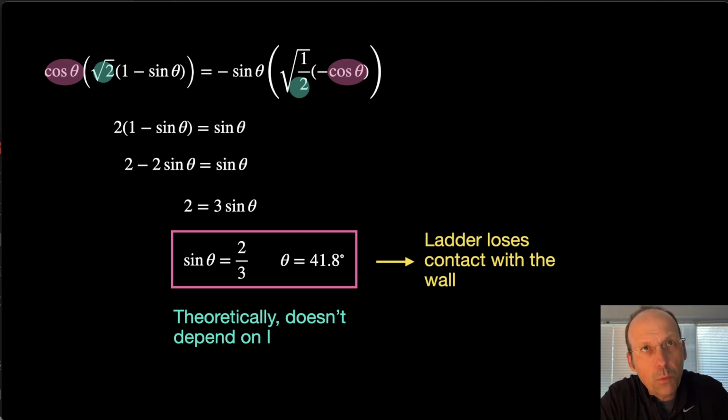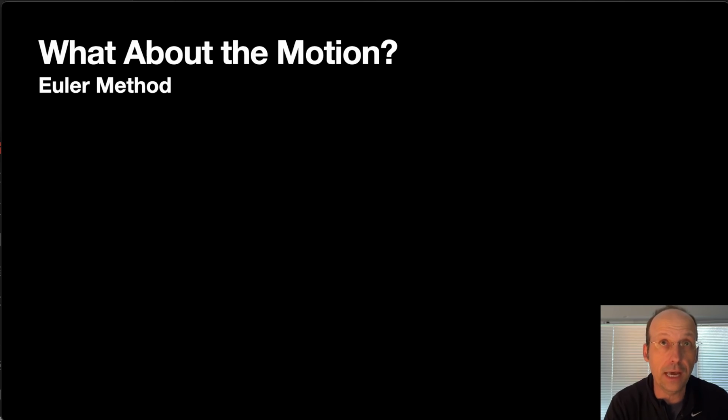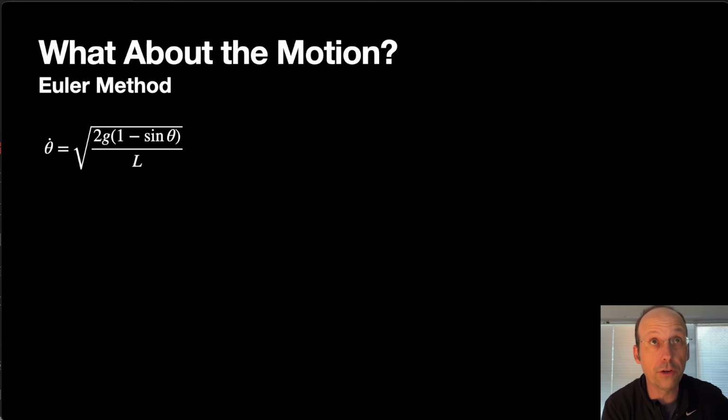But what we did was we just found the angle that it lost contact. But what about the whole motion? How do we find the whole motion of the thing? Let's do that. And we're going to use a numerical calculation, and this is the Euler method. So here's my, this is a differential equation, right? I know the theta dot as a function of theta. So if I can use some steps to model this in time, then I can get the whole motion.